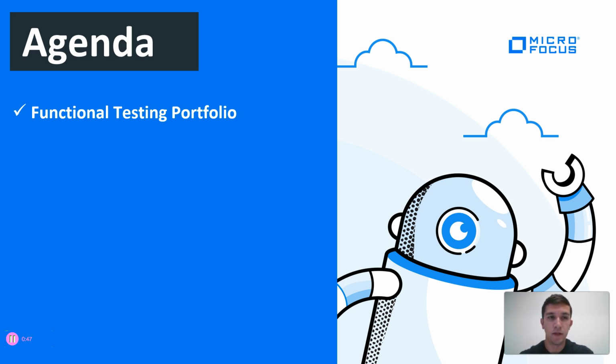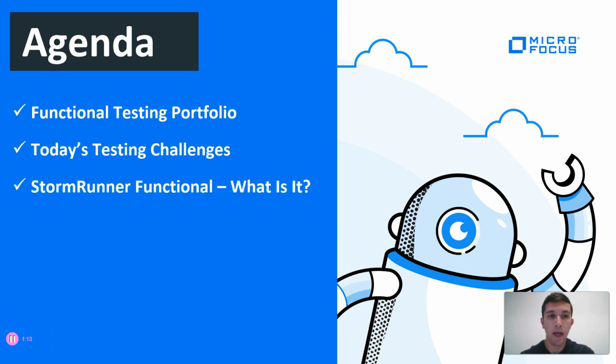So just very briefly, I want to go over the functional testing portfolio within Microfocus. You also know it as a legacy, or what was previously HPE, as HP, as well as even back to the Mercury days, but now known fully as the Microfocus portfolio suite for functional testing. And then we'll go quickly over some of today's test challenges. After that, we'll get a better understanding of exactly what StormRunner Functional is.